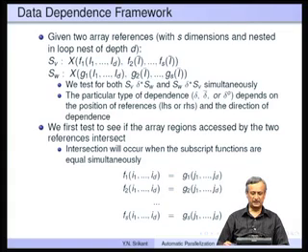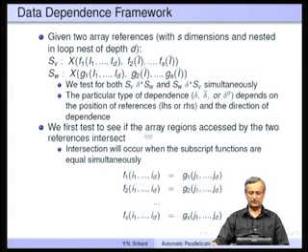The method is simple. We test for both SV delta star SW and SW delta star SV simultaneously. That is the first statement. How to do that? We will see. The particular type of dependence, delta, delta bar, delta naught, depends on the position of the references and the direction of dependence. How do we use this? We will see a little later.